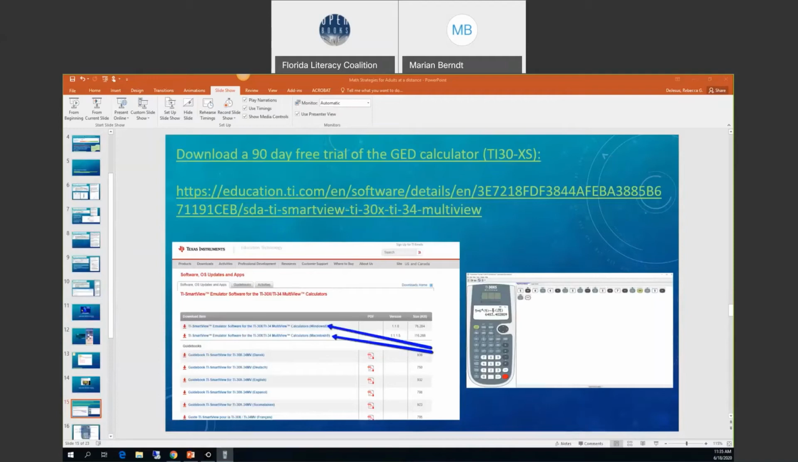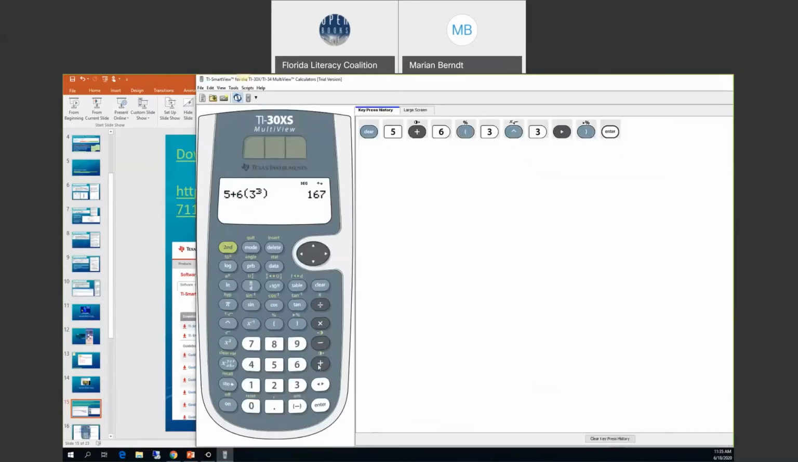And it's very easy to use. And again, it's just a calculator that you can click on. So you do whatever you want on it. It's going to do all the keys.